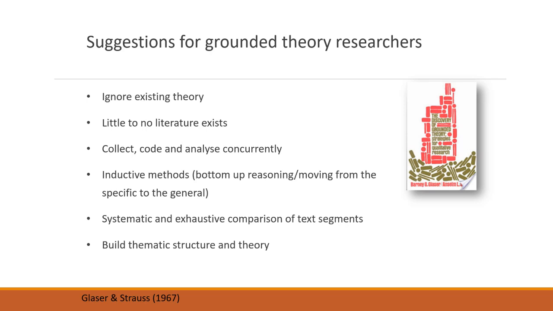So what Glaser and Strauss suggest is that we should ignore existing theory, right? Because the existing theory is going to influence what it is that you're going to find, because it assists you to already have some idea in terms of the phenomena that you're looking at. So it's not sufficient, and it might also sway you in some ways. And therefore, with grounded theory, you just want to start from ground zero, if you will.